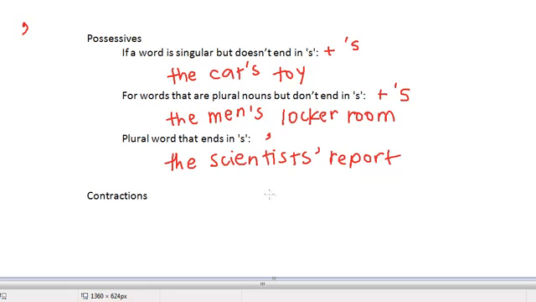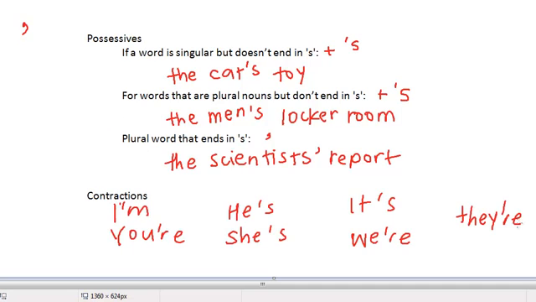Okay, let's talk about the next thing, which are contractions. The word contract means to make smaller, so what the apostrophe does with contractions is that it just takes the place of an omitted letter. In other words, it's a combination of two words. For example, we have I'm, you're, he's, she's, it's, we're, and they're. If there's a contraction, what you should do is just try plugging in the real words and see if it makes sense.